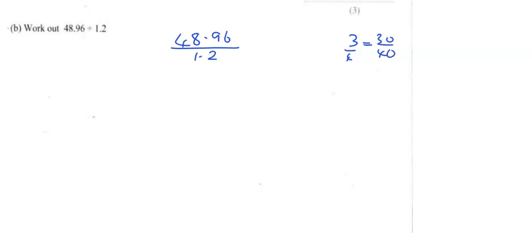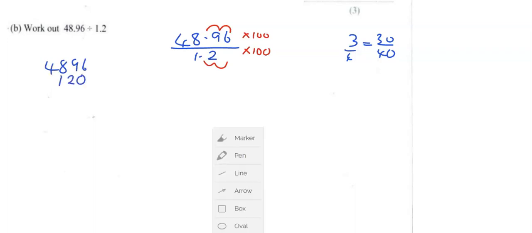So we look at the bottom number, that needs to go 1 place to the right. The top number, it needs to go 2 places to the right. So we have to do both of them 2 places to the right. 1, 2, 1, 2. And this has the effect of multiplying top and bottom by 100. And so we are keeping the sum the same. And so we have 48.96 over 120.